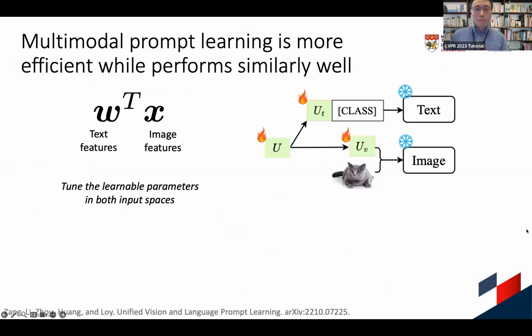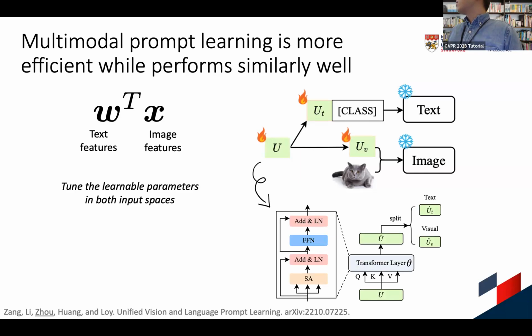In order to solve this problem, we can do multimodal prompt learning, where we can learn some parameters in both of the input spaces, both the text and image feature space. So we have this multimodal prompt learning architecture that is essentially a transformer neural network. It's a multimodal learning approach that is more efficient because it doesn't have the conditional design.